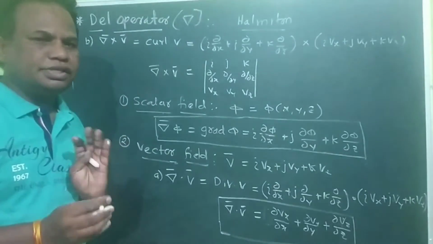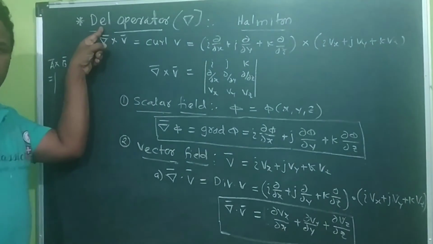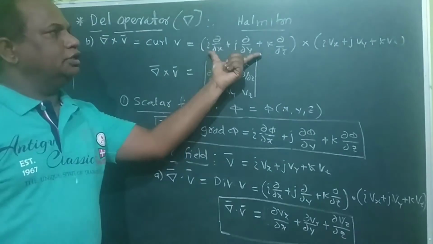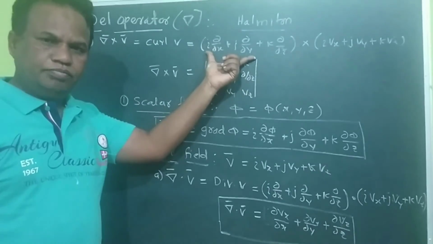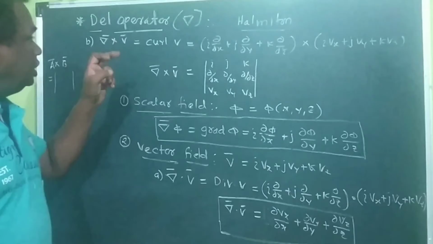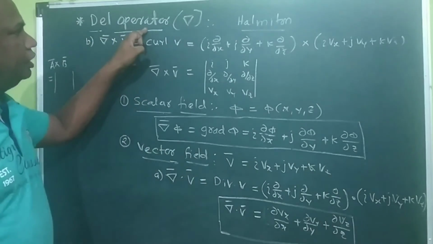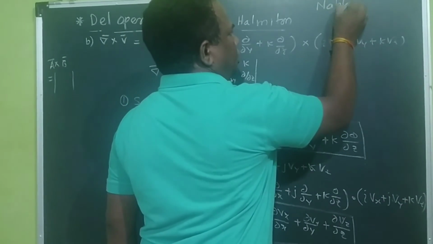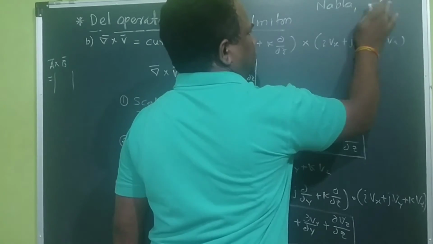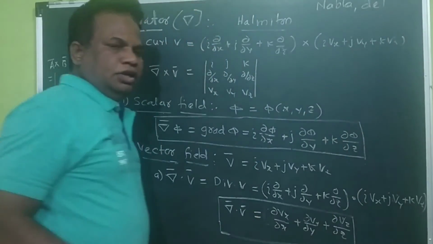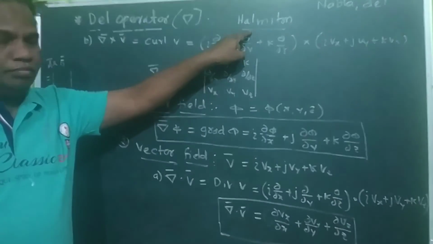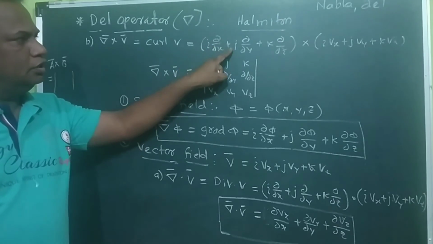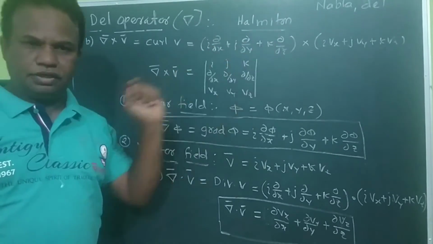So what we have seen in this lecture: first of all, we considered the del operator. It is a differential operator. We already know that this is differentiation, partial or full differentiation. But the del operator is a differential operator. It is also called nabla, or it is also called del. It was introduced by Hamilton. Its value is i ∂/∂x + j ∂/∂y + k ∂/∂z.